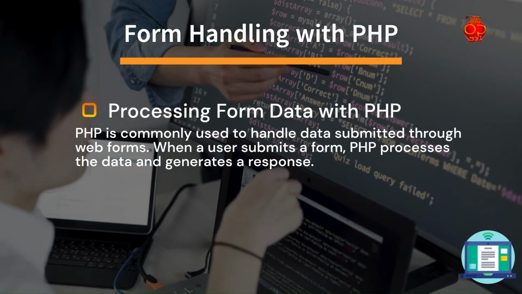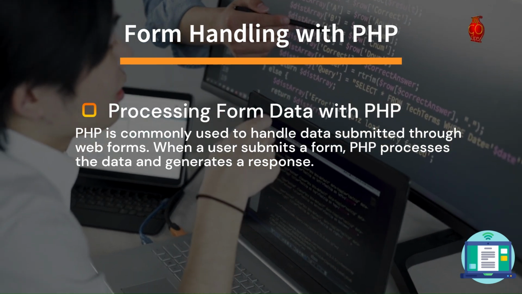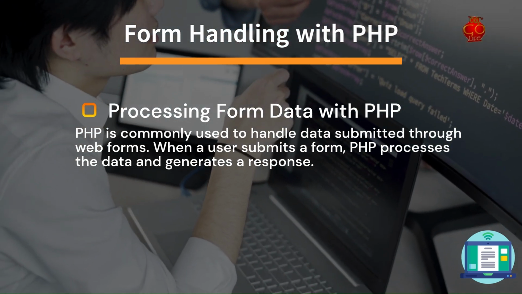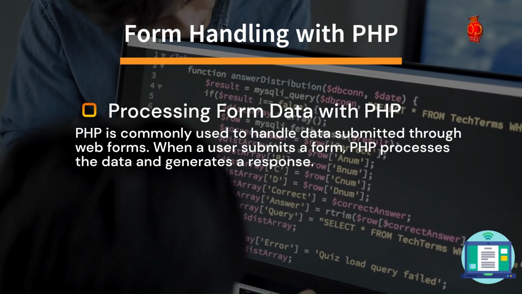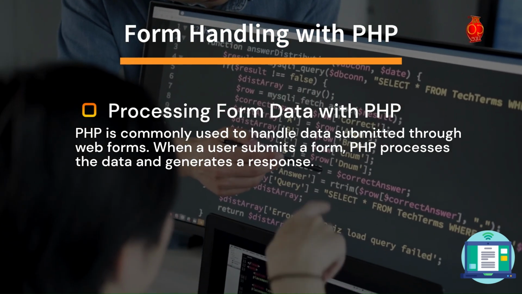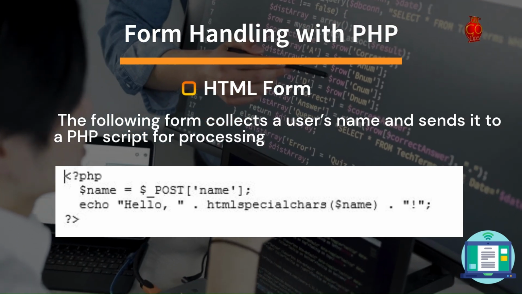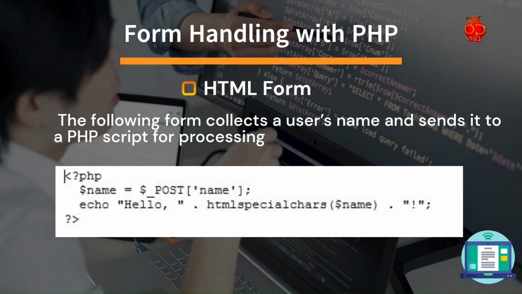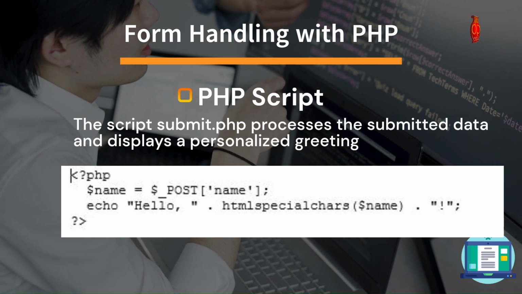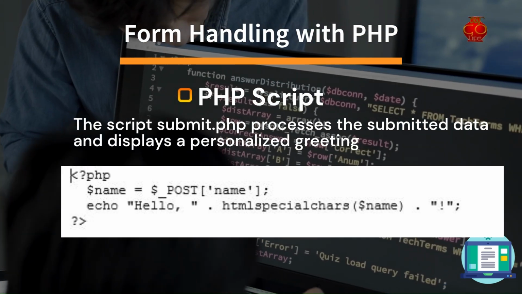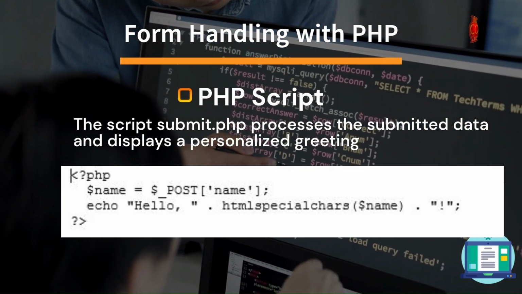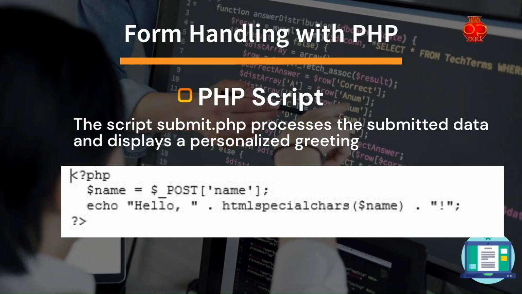PHP is commonly used to process form data submitted by users. When a user fills out a form and clicks Submit, the form data is sent to a PHP script for processing. HTML form: this form collects a name and sends it to submit.php. PHP script, submit.php: this script retrieves the name from the form, stores it in a variable, and displays a greeting.